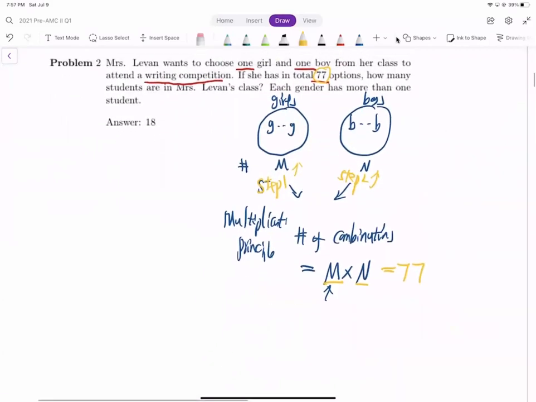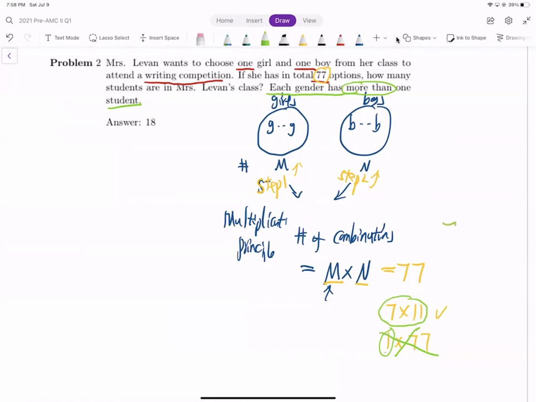Okay, then we just need to factorize 77. How many ways can we do that? We can do 7 times 11, which is okay. Or you say, why can't we just do 1 times 77? Which is fine as a calculation, but here the requirement says each gender has more than one student. So if it's 1 times 77, that means you have only one girl or one boy. So this one is not valid according to our requirement. So what you have is 7 times 11.